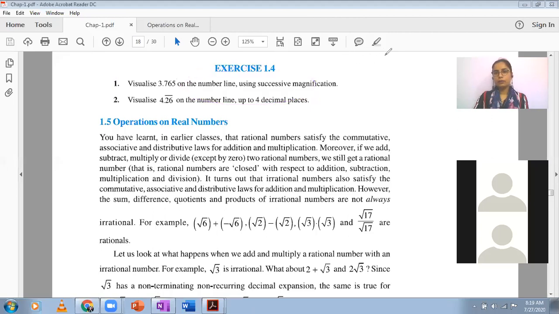And we are going to start with this now, operations on real numbers. So operations on real numbers would mean we are going to work on rational and irrational numbers both. But as such, if I just consider what you've done till 8, you've already learned how to work with rational numbers.